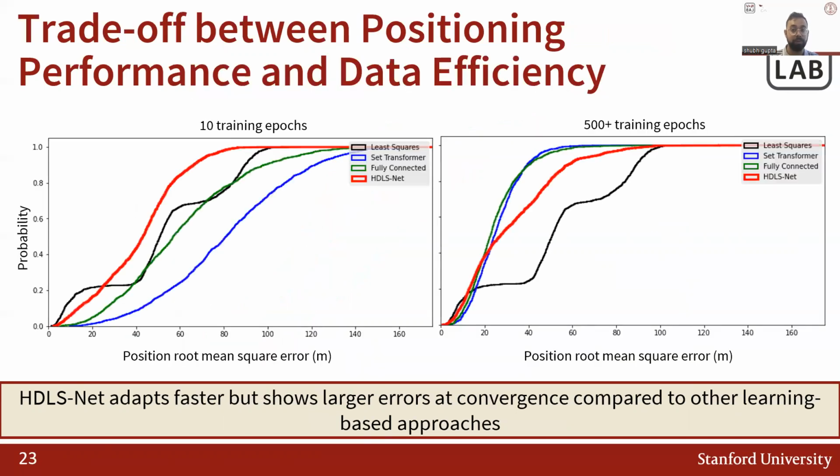However, we also observe that this data efficiency comes at a trade-off of the positioning performance when the models are let to train for longer periods of time, which in this case is 500 plus training epochs. So as we see, once the models have trained till convergence, the other learning-based baselines show smaller errors, even when all of them improve over model-based reference. In conclusion, HDLS-Net adapts faster and therefore is more data efficient, but still shows larger errors at convergence compared to other learning-based approaches.